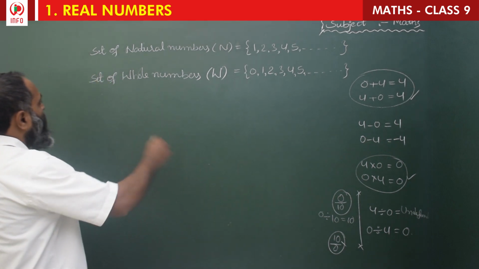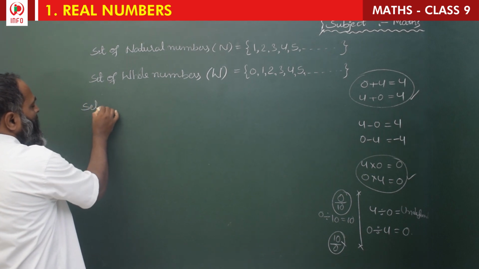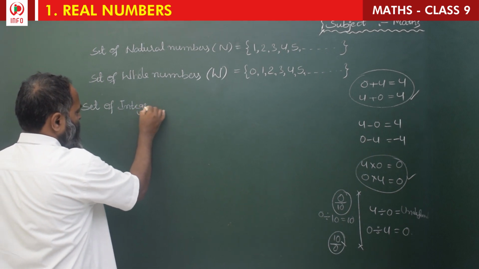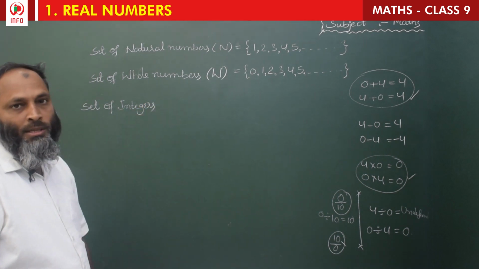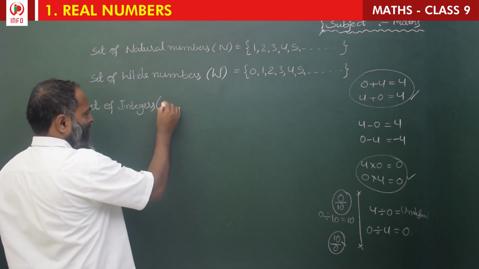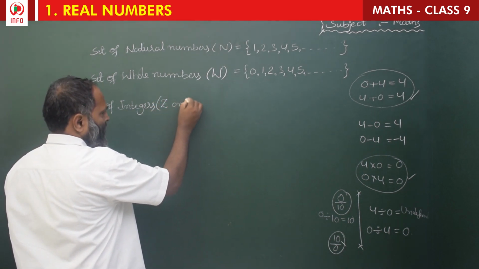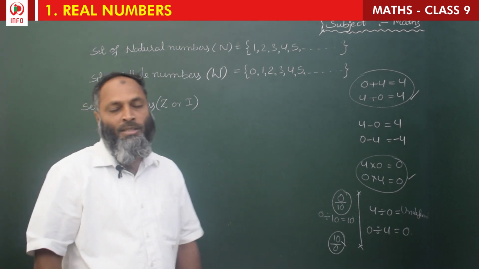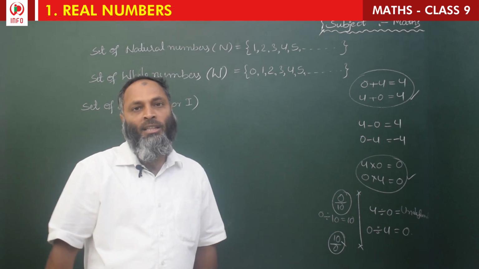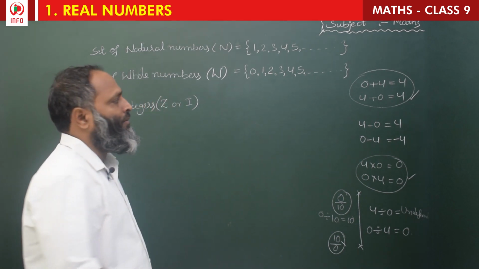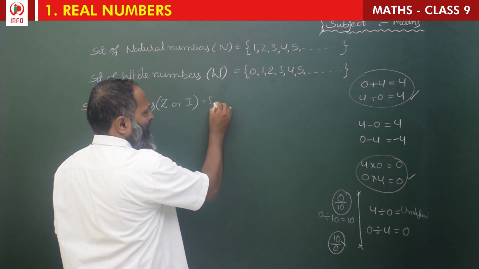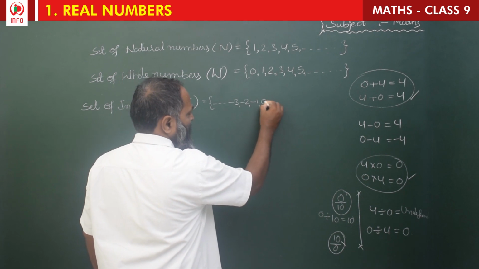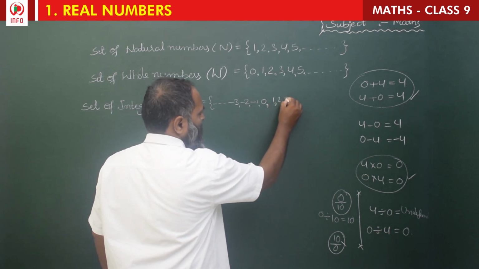Then after that, the set of integers. The set of integers is represented with capital Z or capital I. So, what is there in the set of integers? In the set of integers, we have negative numbers -3, -2, -1, 0 along with positive numbers.